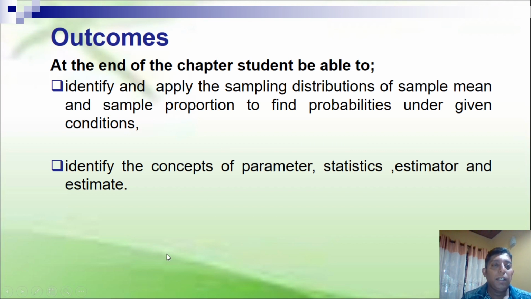The outcomes at the end of the chapter: students should be able to identify and apply the sampling distributions of the sample mean and sample proportion to find probabilities under given conditions, and also you should have a clear idea about the concepts of parameter, statistic, estimator and estimate.